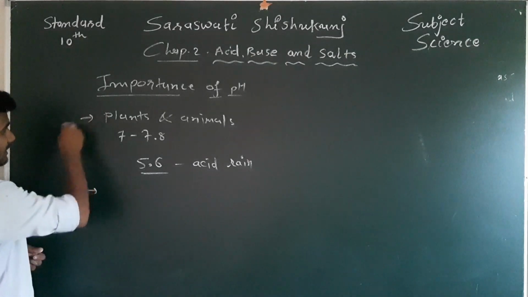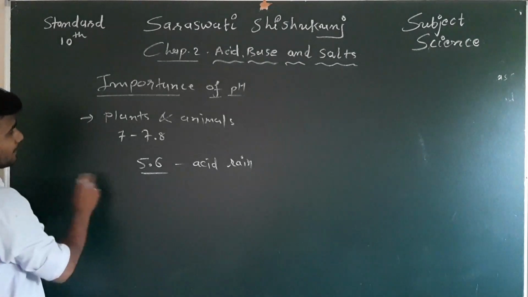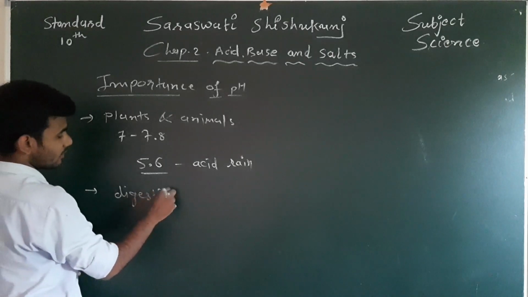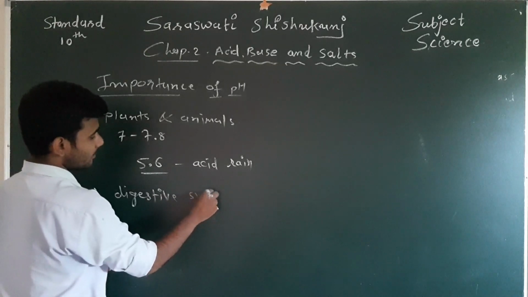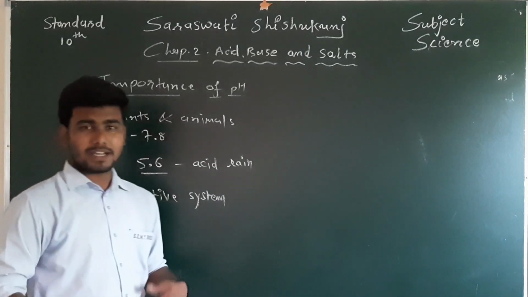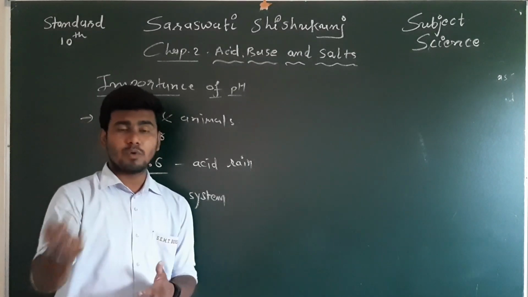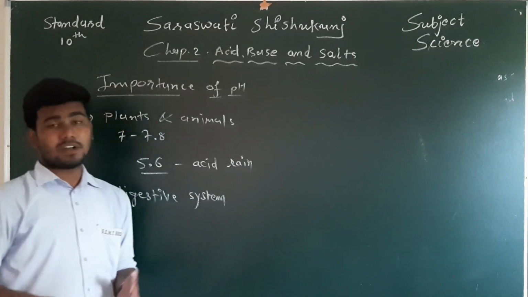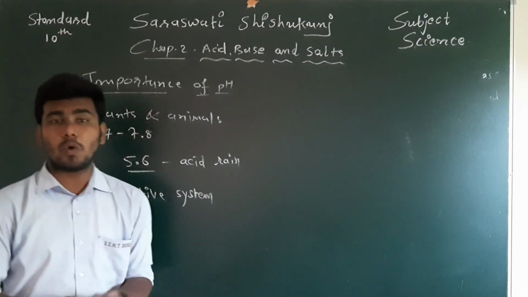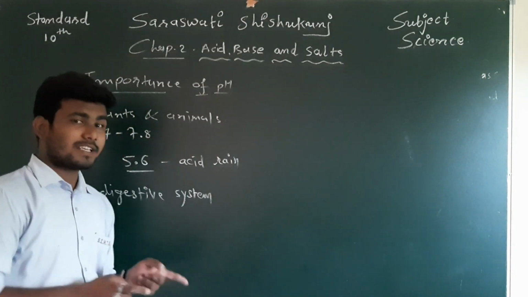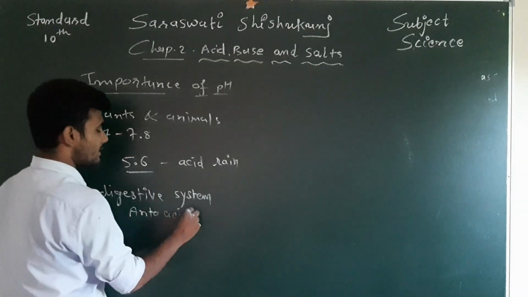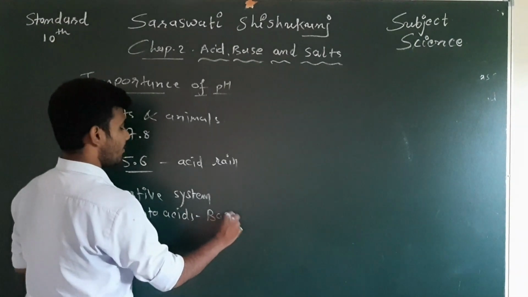The second one is that pH is important in our digestive system. Okay, in the digestive system, how? We know that our stomach secretes HCl, and if more HCl is secreted, it will give us a more acidic medium. In that case, there will be irritation in our stomach, which we know as acidity. And in case of acidity, we have to take different antacids, and generally they are bases.